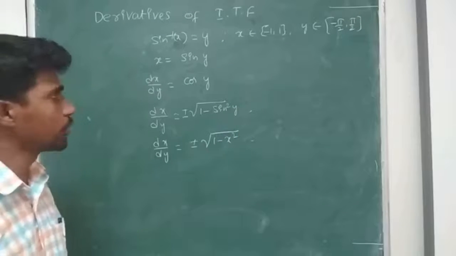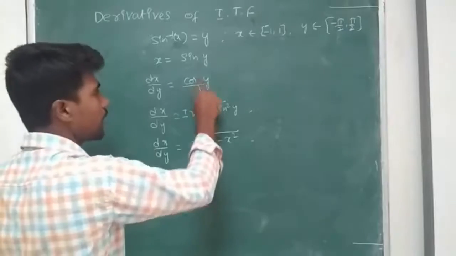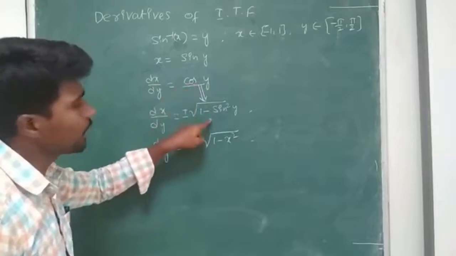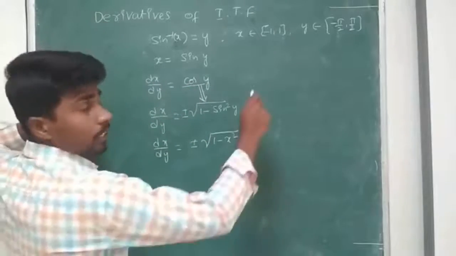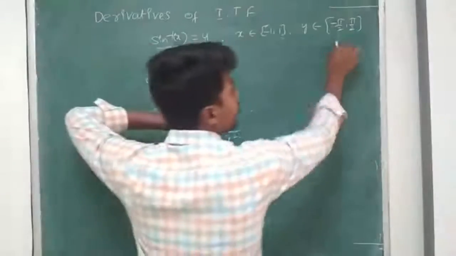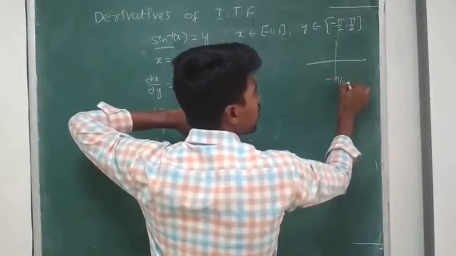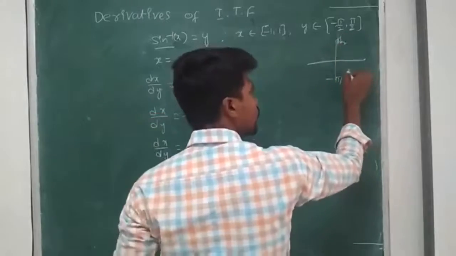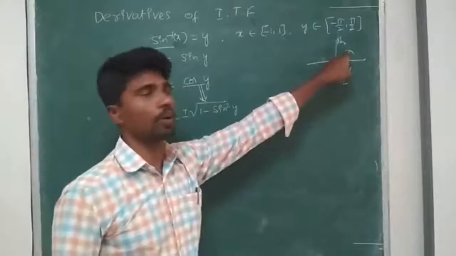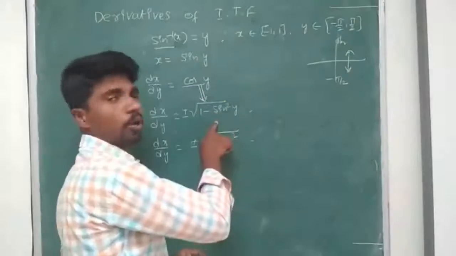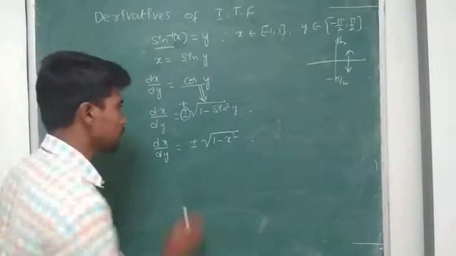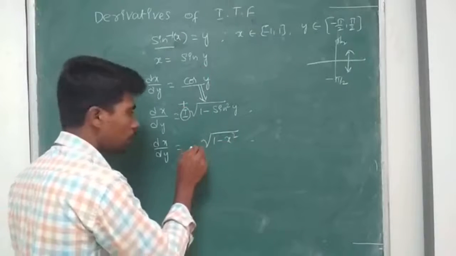Here I have to go for a condition. What condition do I have to check? I am finding cos y and relating it in terms of sine. What is the range of the given function? The given function lies in minus pi by 2 to pi by 2, so fourth quadrant and first quadrant. In the fourth quadrant and first quadrant, the value of cos is positive. So in place of plus or minus, I can stick to only plus.